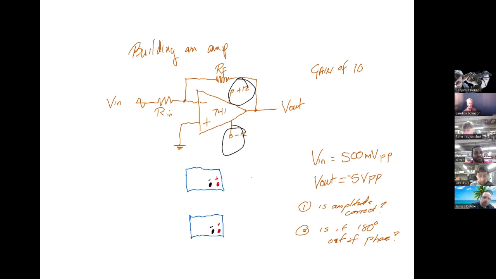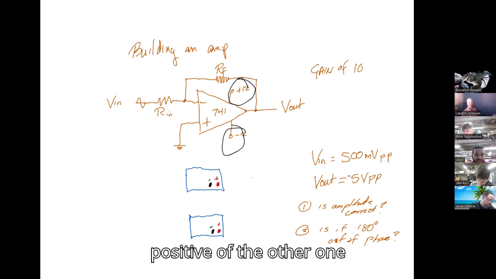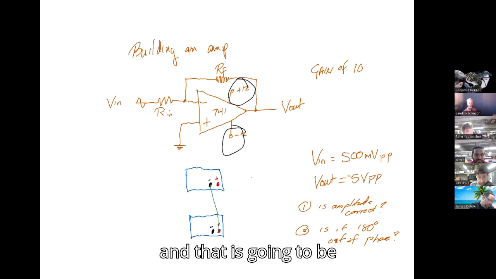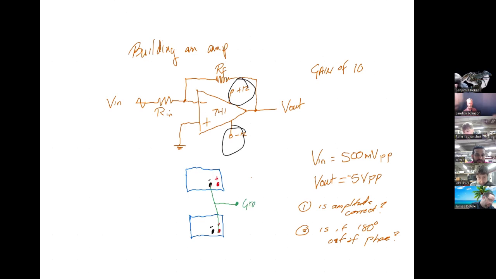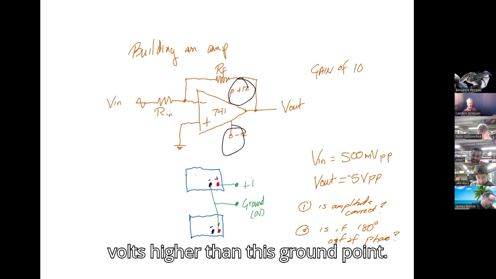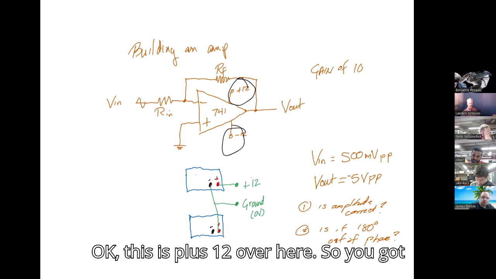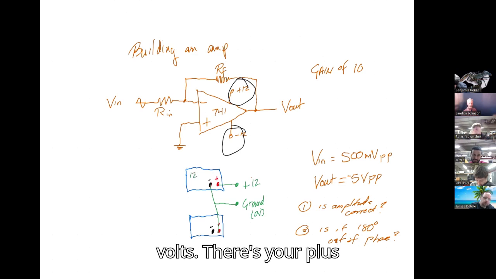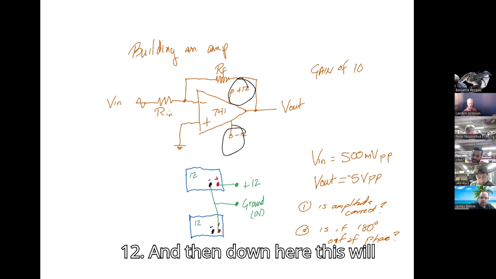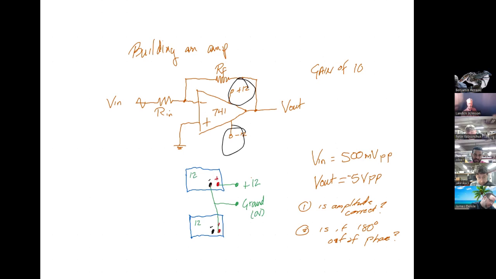Okay, so we're going to take one wire and we're going to connect it from negative of one supply to positive of the other one. And that is going to be your ground. Then you will have a plus here that will be plus 12. It will be 12 volts higher than this ground point. These are both set for 12 volts. There's your plus 12. And then down here, this will be 12 volts lower than ground, or minus 12.